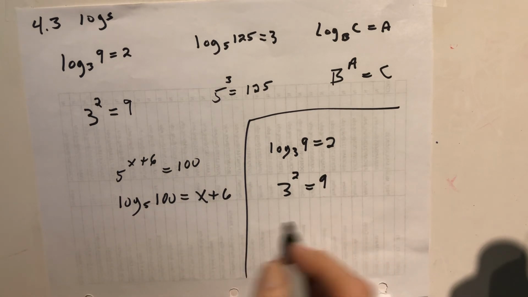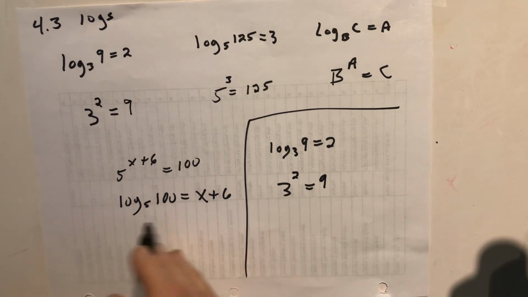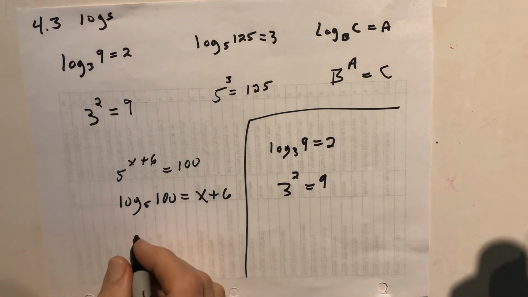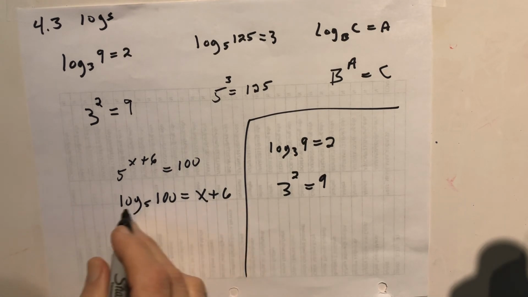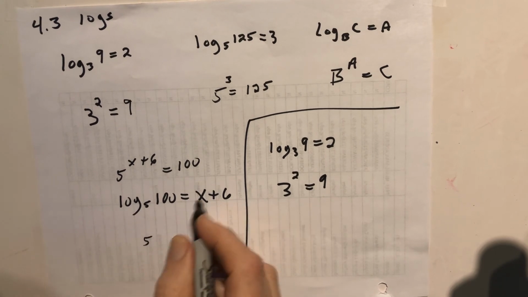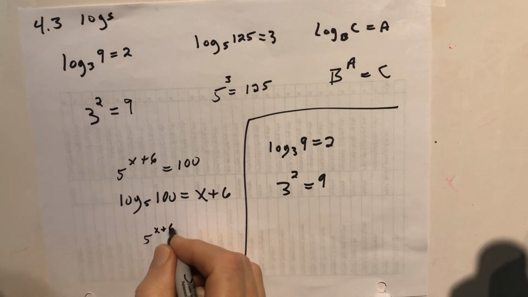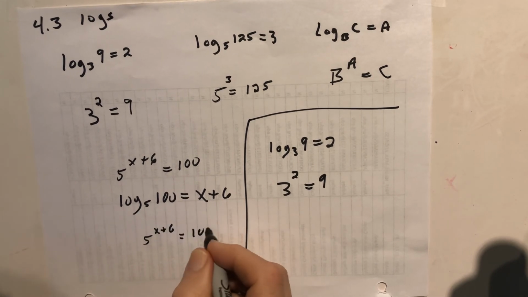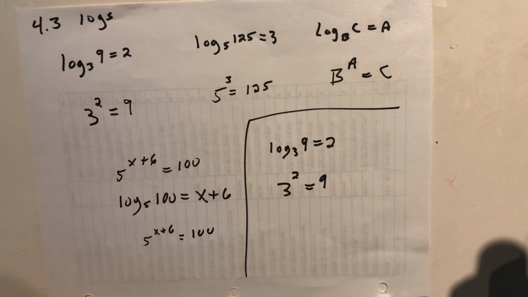All right. Let's do this one down here. It's a log right now. Change it to an exponent. So what's our base? Oh, here it is, 5, raised to the x plus 6 equals, the only thing we haven't used is 100, which is what we started with up there.